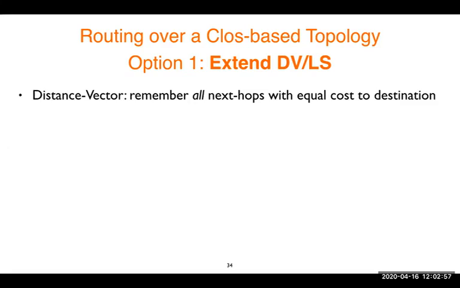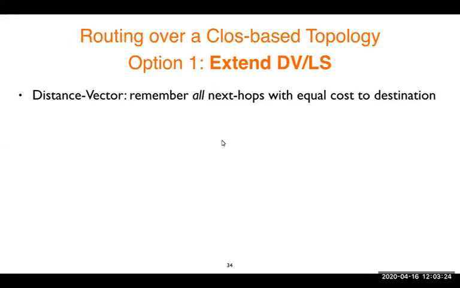Would someone like me to repeat that? I haven't told you how we're going to use those next hops. I'm just saying if we ran distance vector on a Clos topology and every switch remembered all the next hops that have an equally good cost to the destination, then we'd be good in terms of discovering routes. Did that make sense to people?